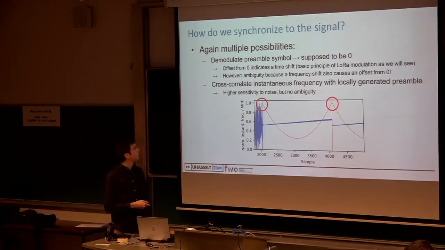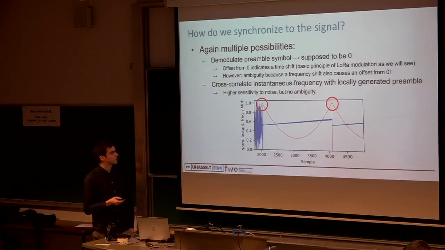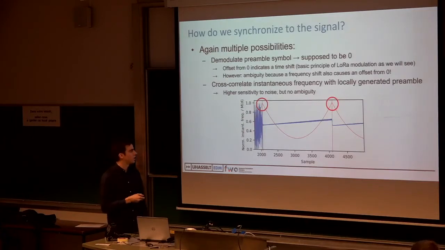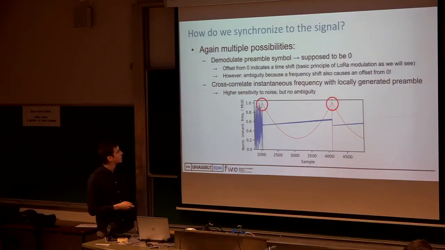I saw some people that demodulated the preamble symbol, which is supposed to be zero. Therefore, if you have an offset from zero, that indicates a time shift, which is the basic principle of LoRa modulation. But in that case, you would have some ambiguity, because if you have a frequency shift, that will also cause an offset from zero. So what I chose to do instead is cross-correlate with the instantaneous frequency, and then you get a metric that looks like this. You locally generate a preamble yourself and then cross-correlate it, and it will be close to one at the start of the symbol. So with that, you can synchronize to a single symbol.